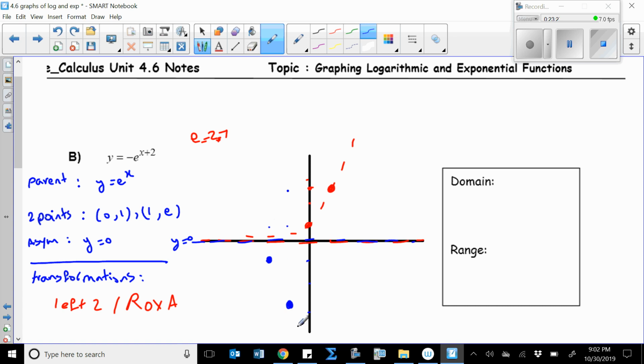Now I can graph my function. Just pass through these 2 points and get close to your asymptote. Now what is my domain? From left to right, it's negative infinity to infinity, because this function is continuing forever. From this side it is always continuing. And the range starts from negative infinity and stops at 0. So negative infinity to 0.